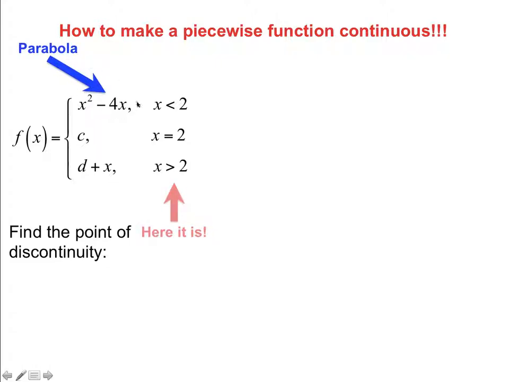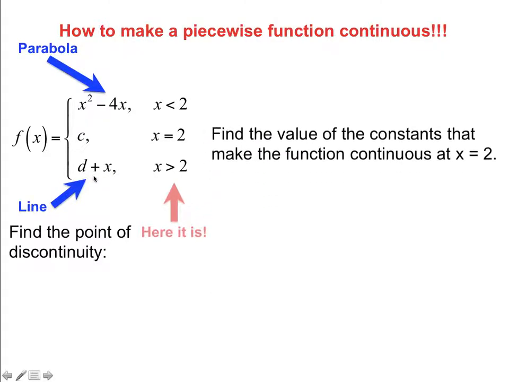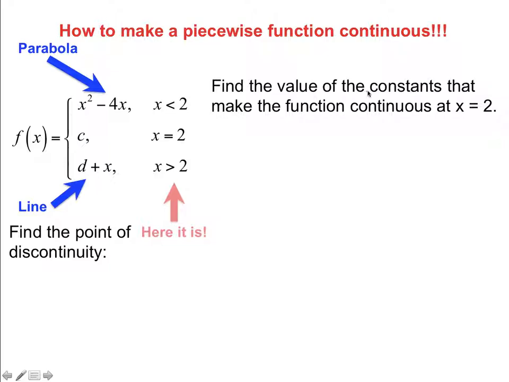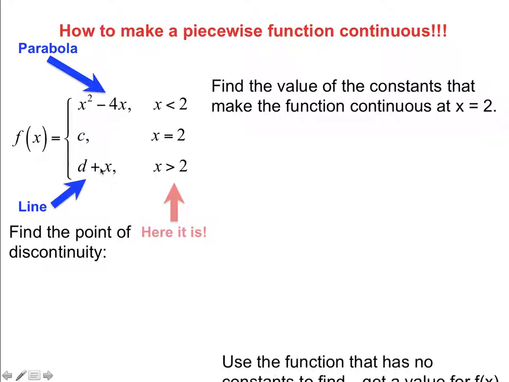So we know this is a parabola, and we know this is a line. And so we want to find the values of the constants C and D such that at x equals 2, we have the same y values here. So this is equal to this and is equal to this.